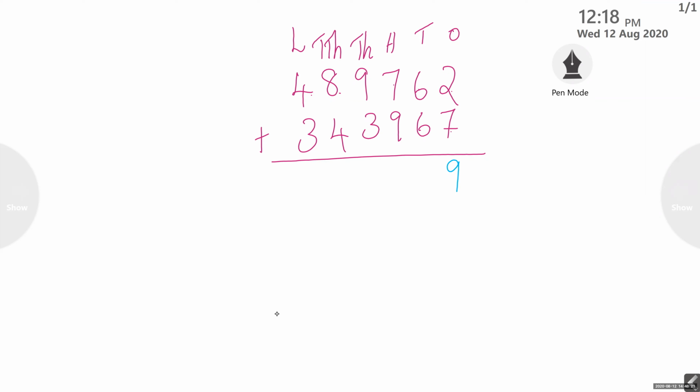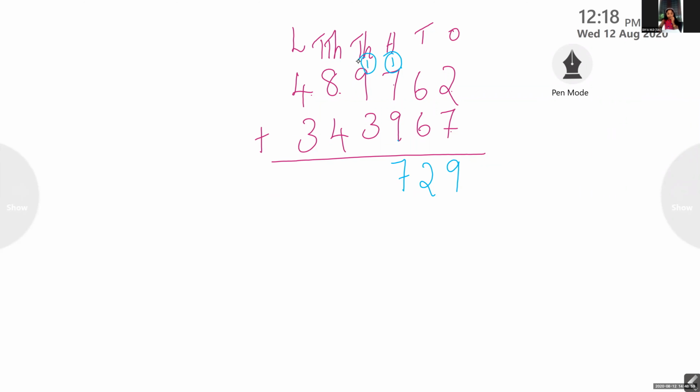Dia, please unmute and speak. Yes, ma'am, 6 plus 6 is 12. So I will keep 2 here and 1 as carry over. Now 1 plus 9, you can use together because that is easy to add: 1 plus 9 is 10, 10 plus 7 is 17. So I will keep 7 here, then 1 again carries to the next.